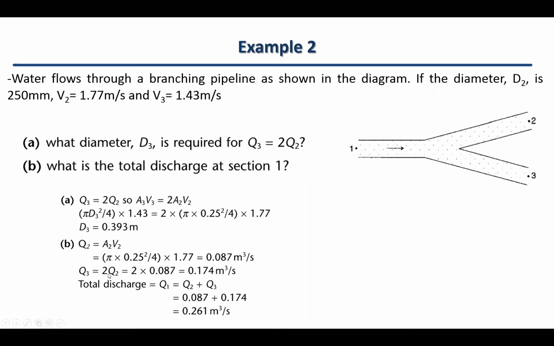Q3 is twice Q2, so 2 times 0.087 is equal to 0.174 cubic meters per second. And the sum of Q3 and Q2 gives us Q1, which is equal to 0.261 cubic meters per second. So that is the second example of the continuity equation.